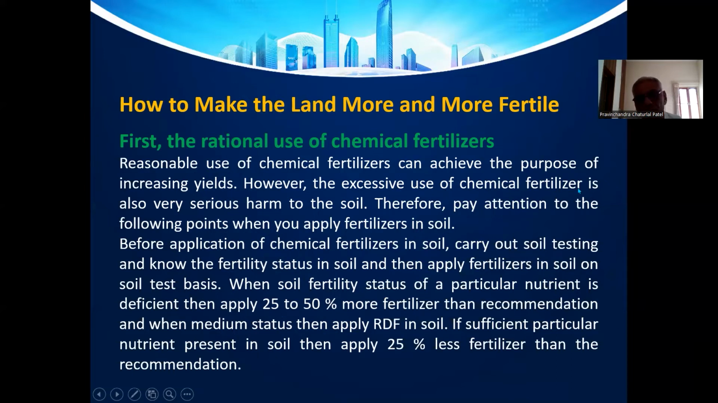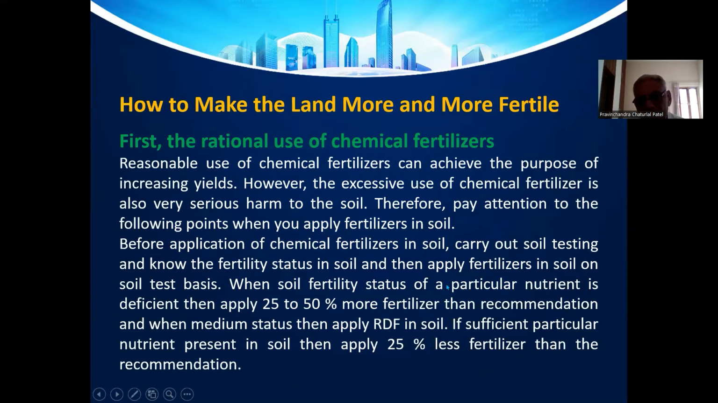However, the excessive use of chemical fertilizer is also very seriously harmful to the soil. Therefore, pay attention to the following points when you apply fertilizer in soil. Before application of chemical fertilizer in soil, carry out soil testing and know the fertility status of the soil, and then apply fertilizer in soil on a soil test basis.